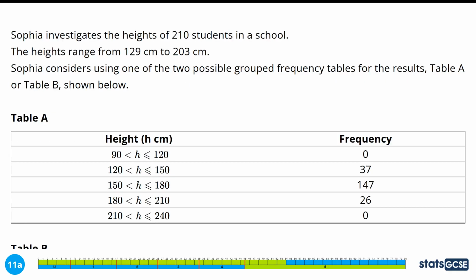Sophia investigates the heights of 210 students in a school. The heights range from 129 centimetres to 203 centimetres. Sophia considers using one of the two possible group frequency tables for the results, Table A or Table B shown below.